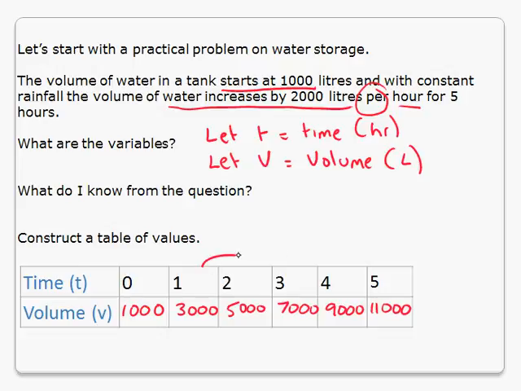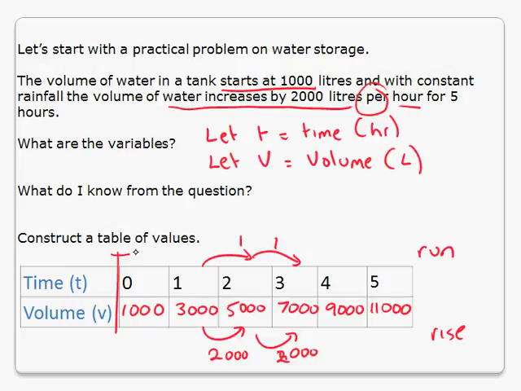I know that the top numbers are going up by 1, so that's my run. The bottom numbers are moving by 2,000 litres, so that's my rise. I also have this big clue here. Remember when we were looking at x and y graphs, that when the x value was 0, the constant term was underneath it. So that 1,000 is the C part of my rule. So let's have a look at how that would appear on a graph.